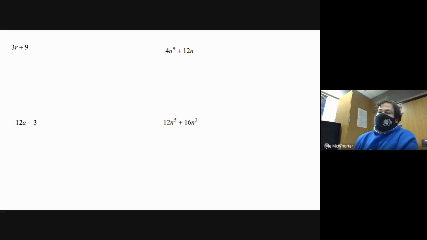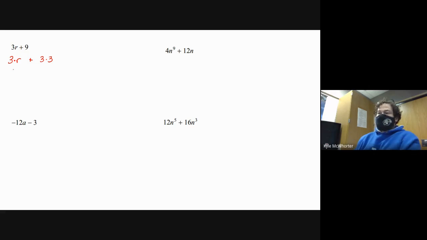The steps that I'm going to show here, you don't necessarily need to write them every time, but I just want to show you the way I'm thinking. So factors. So 3r, 3 is a factor, and r is a factor. 3 times r for that first term. Then we've got a plus sign, and then 9 has factors 3 times 3.